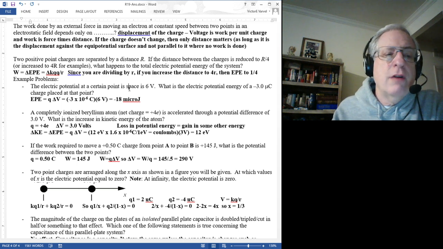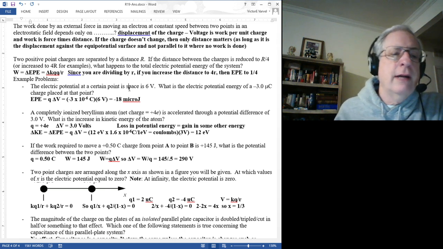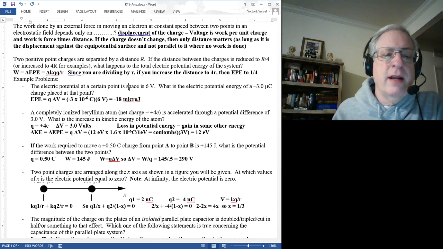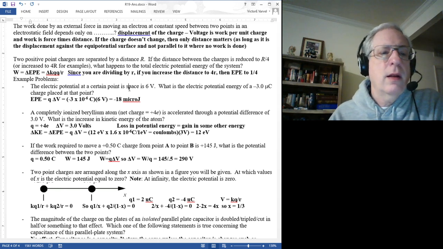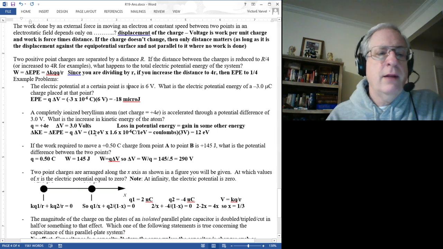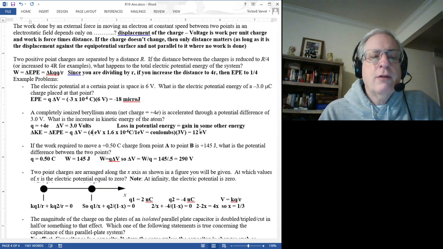So to get the actual charge, I would take 4 electrons times 1.6 times 10 to the -19. That would tell me how many coulombs I have. I did the 3 twice there, so we'll change that to 4. And so it's 4 times 1.6 times 10 to the -19, per electron.